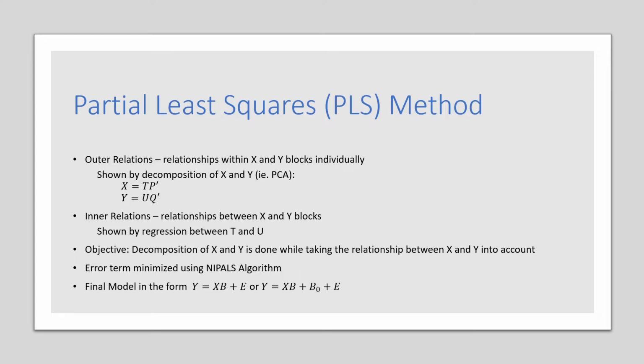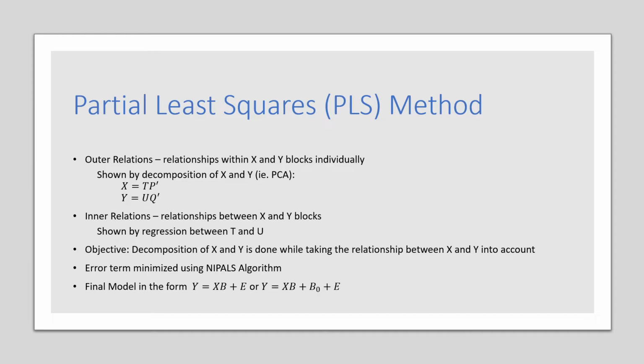In the partial least squares method, the underlying model separates variation into two categories, outer relations and inner relations. Outer relations are the relationships within the X and Y blocks individually. In other words, the outer relations are the relationships between each of the explanatory variables and between each of the response variables. This is shown by a decomposition of X and Y, like in principal component analysis, which we covered earlier in this course.